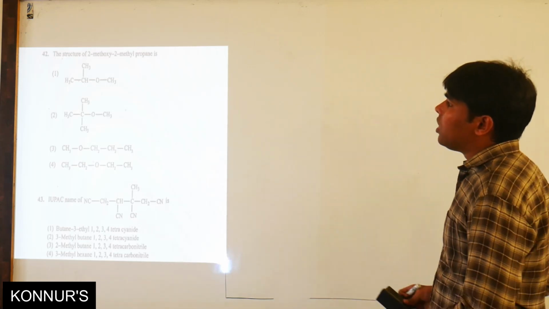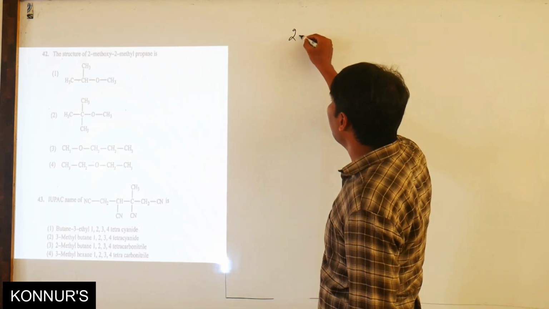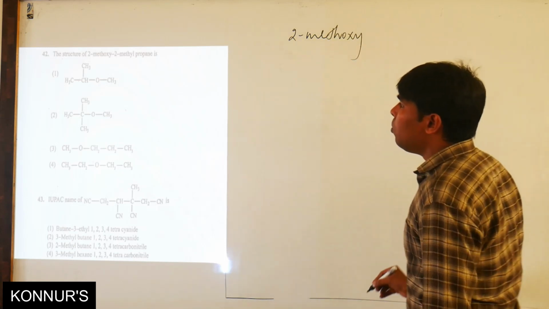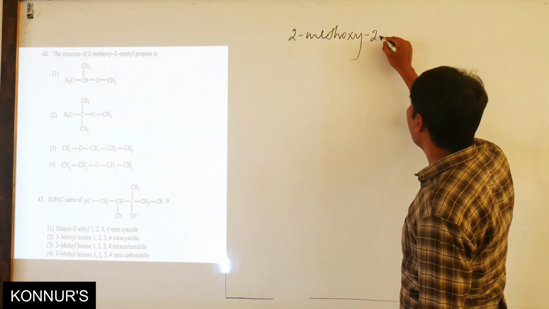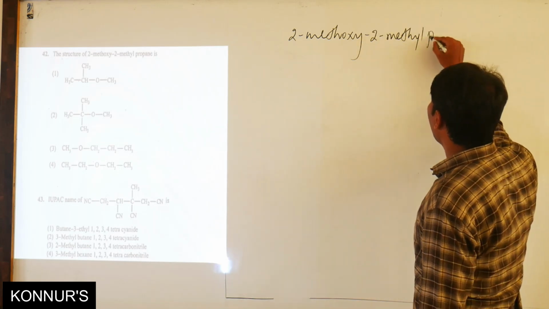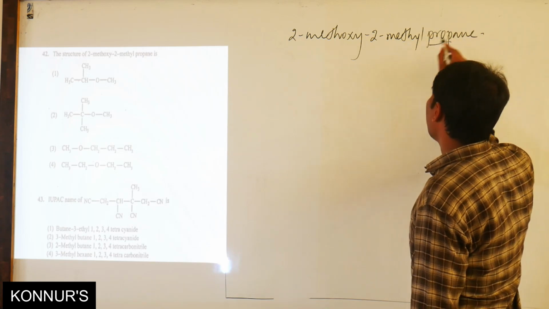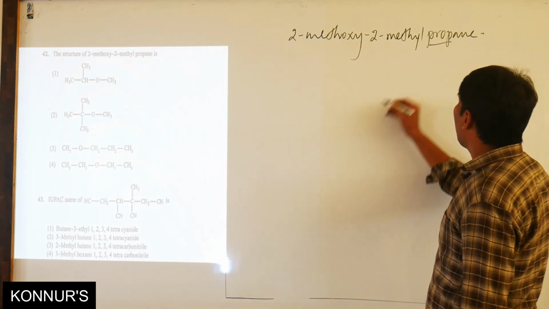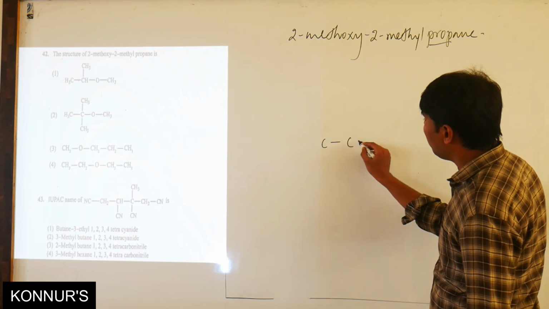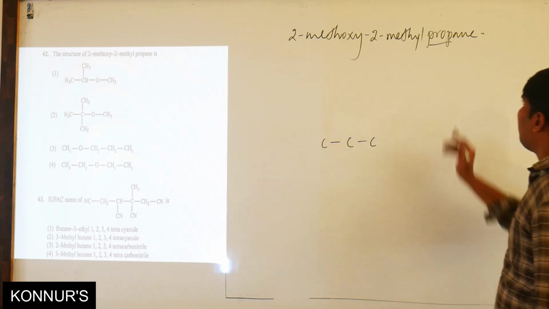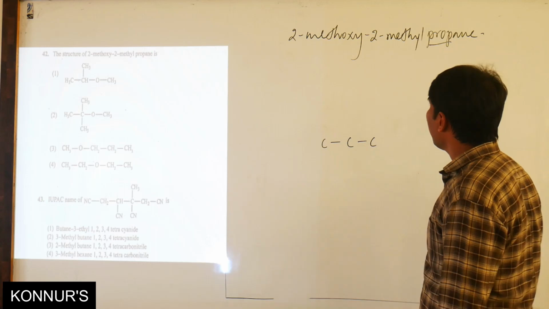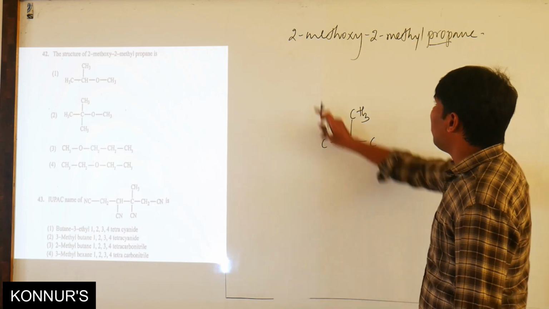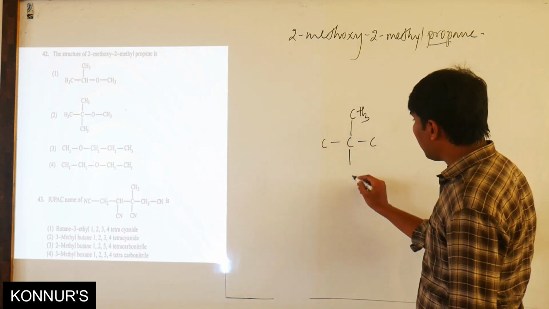The 42nd example. The structure of 2-methoxy-2-methylpropane. Let us go from the root word which contains 3 carbon atoms. 1, 2, 3. Prop, with carbon to carbon single bond. On the second carbon there is a methyl. On the second carbon there is a methoxy. On the second carbon again a methoxy.